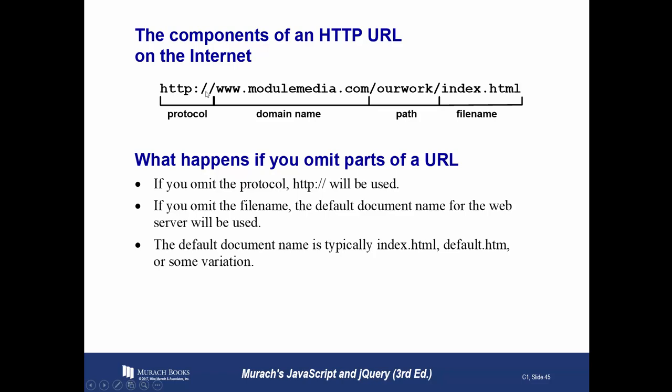Typically, if you omit the http:// and just start with www, it's going to default to http:. If you leave off the file name, it's going to look for a file by default called index.html. If it can't find it, it'll look for one called index.htm. If it can't find that, it'll look for a file called default.html. If it can't find that, it'll look for a file called default.htm. And if it can't find that, it may or may not give you an error.